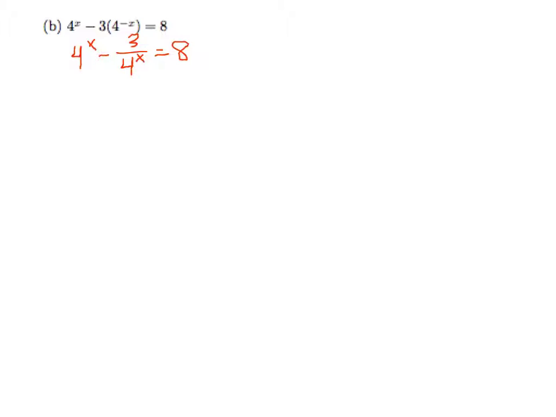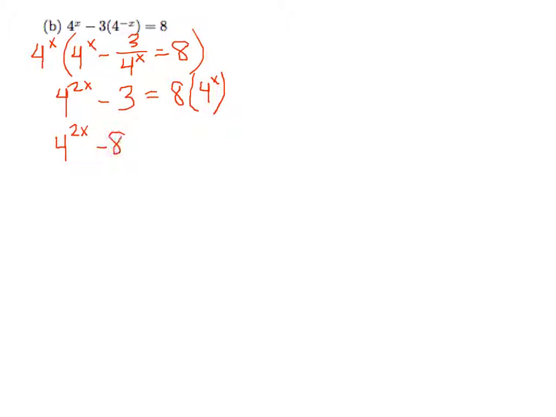And to get rid of that 4 to the x in the bottom, we're going to times everything by 4 to the x. So we have 4 to the 2x minus 3 equals 8 times 4 to the x. And we're finding solutions, so we want to get this equation equal to 0, so we're going to subtract the 8 times 4 to the x from the right. So we have 4 to the 2x minus 8 times 4 to the x minus 3 equals 0.